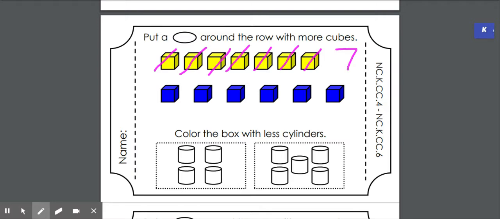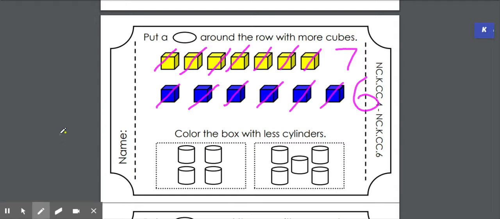Now let's look at the group of blue cubes. We're going to check and count again. You count with me. 1, 2, 3, 4, 5, 6. How many? 6. And again, I'm going to write my number 6 over here to help me compare these two groups. Now, the directions at the top told us to put a circle around the row with more cubes. So we checked and counted, and we have 7 here and 6 here. Which row has more cubes? Yellow. You're right. Yellow has more cubes.